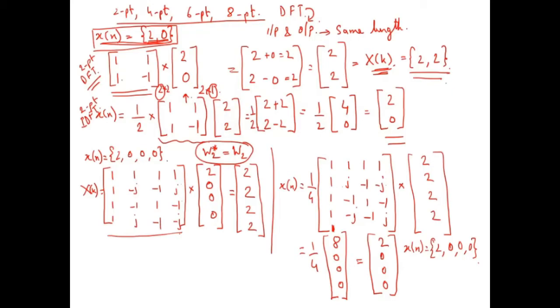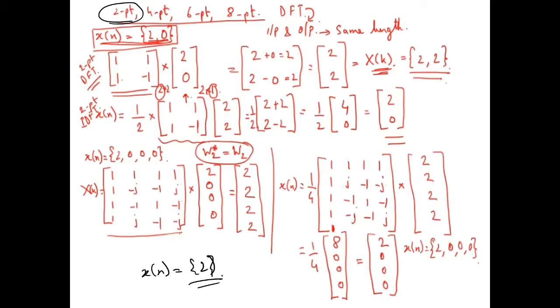Now coming to the next point, where we have 2-point, 4-point, 6-point, 8-point DFT, how can we do this? Here, not only DFT but also the IDFT. So initially we will take a signal, say for example, x of n is equal to 2. But the minimum DFT we can do is a 2-point DFT. So how do we convert the signal, because the length of the signal over here is 1. The amplitude value at n equals 0 is 2, but the length is 1.